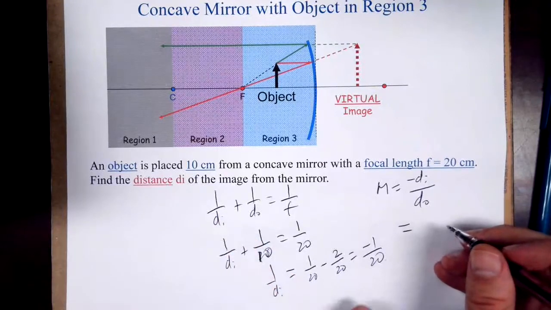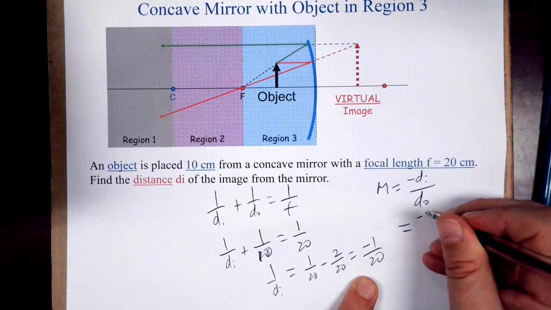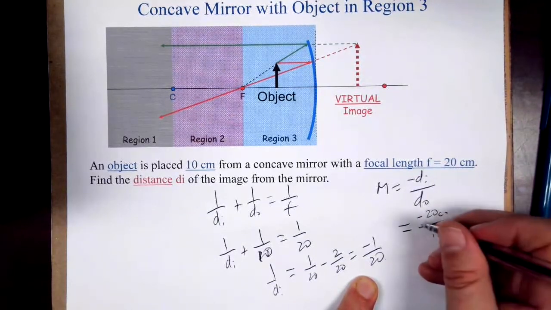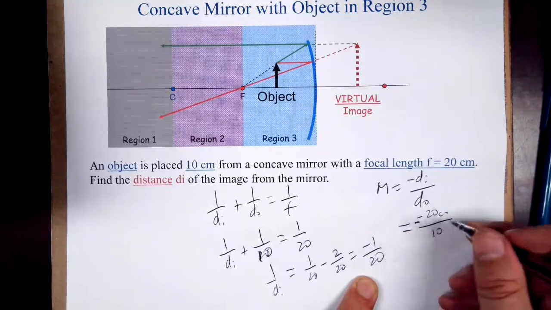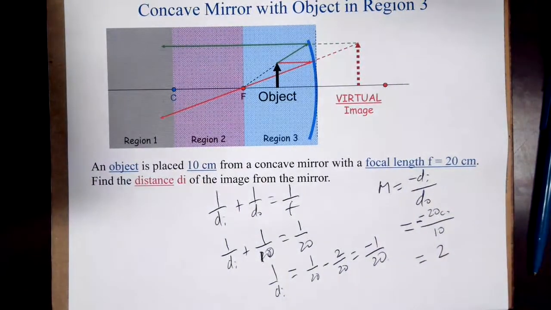So the distance to the image is negative 20, and the distance to the object is 10. And notice there's an extra negative here, so now the magnification should be 2. So notice it is magnified. When we're inside of the focal point, the mirror does magnify the object.